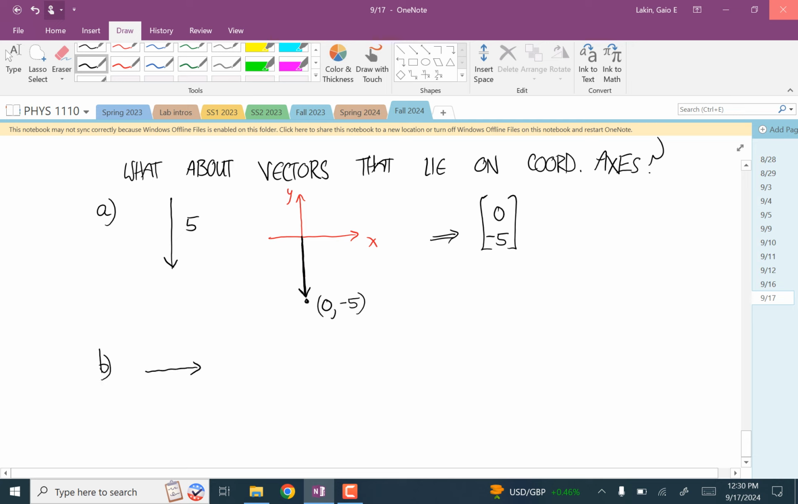What about a vector like this with a magnitude of 3? That's supposed to be horizontal. So here's the coordinate system. Put the tail at the origin. What are the coordinates of the head of the vector? Yep, exactly. So there's the coordinates. And so what that means is the vector components are 3, 0.